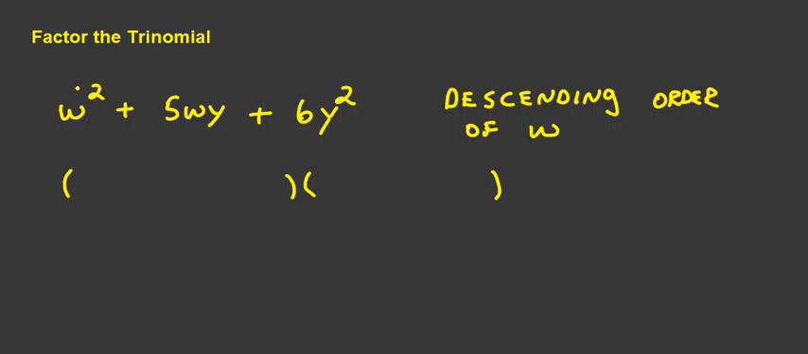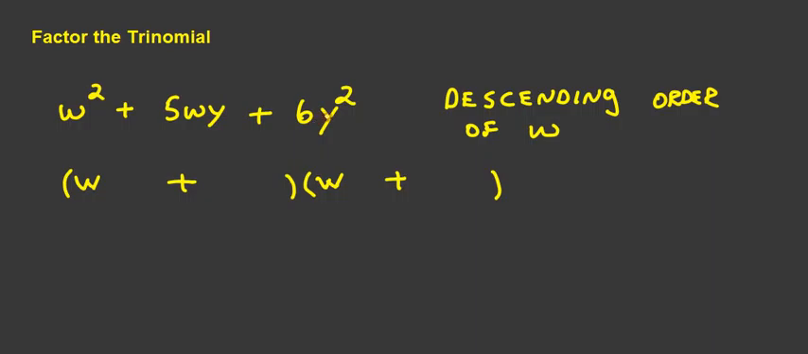And we start with the first term, which is w squared. We know that this term times this term, the first term of each, will give us w squared. So it has to be w times w. Then we look at the last term, but in particular we look at the sign of the last term. In fact, if you look at both of these signs, they're both positive. When both signs of the trinomial are positive, we know that the two factors here will both have positives. So we don't have to worry about the signs for this one.